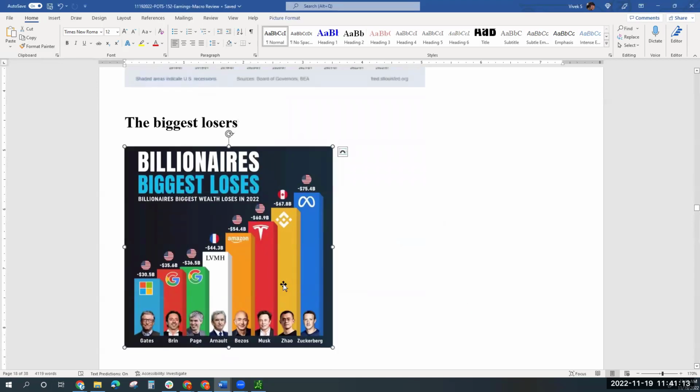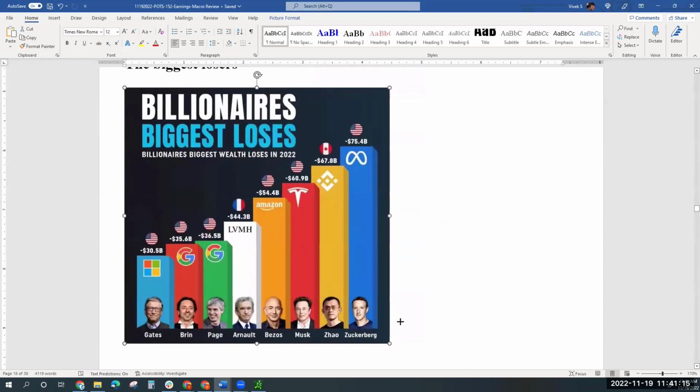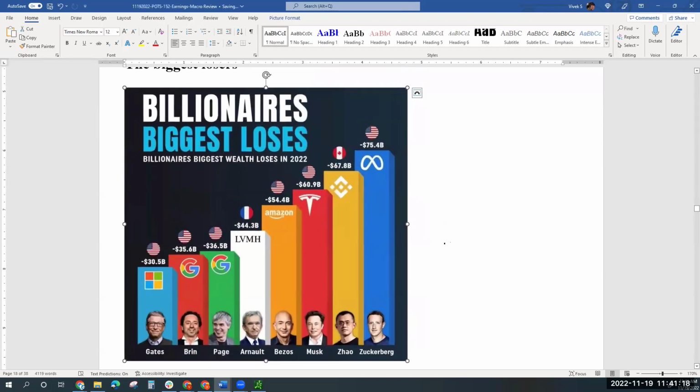So given 2022, this chart is interesting. The biggest losers, the billionaire loser list. This is one list where, call me a loser, but put me on this list and I'll be very happy. In any case, Zuckerberg comes at the top through metaverse. He lost $75 billion of his net worth. Microsoft, Google is down, what, 40%? Amazon is down again 40-50%. Tesla, same case. Crypto, don't even ask about it.